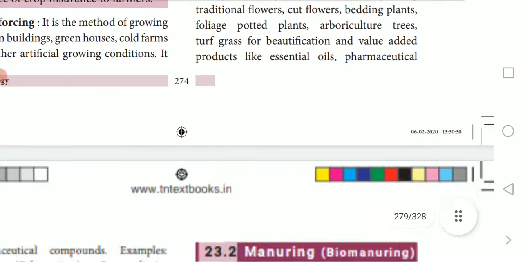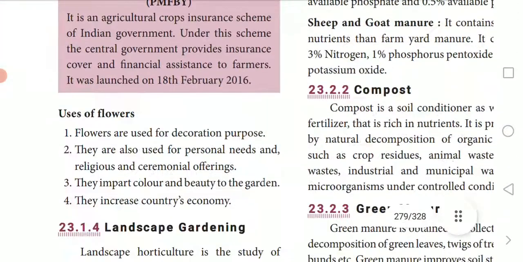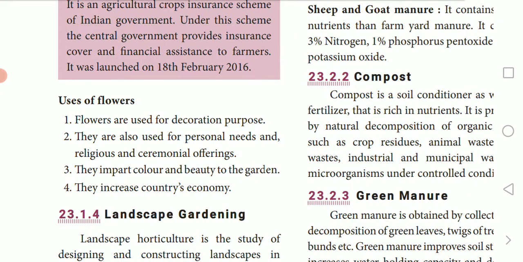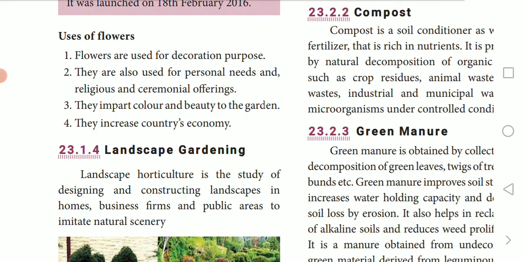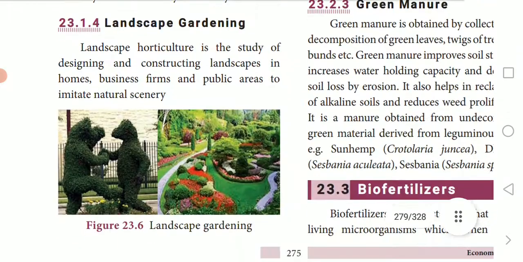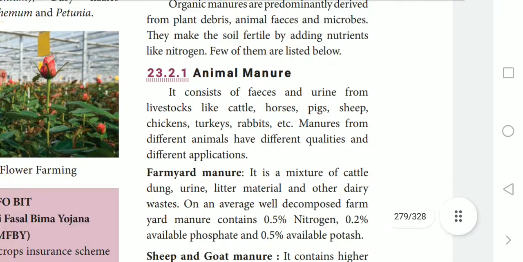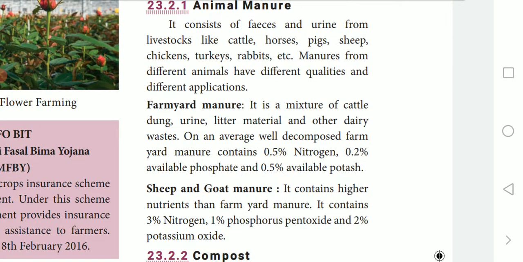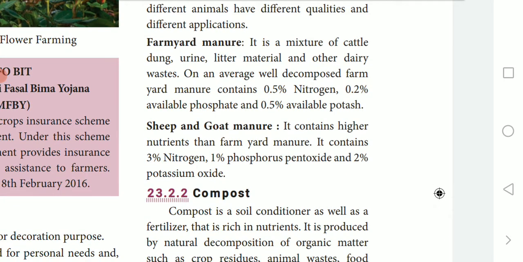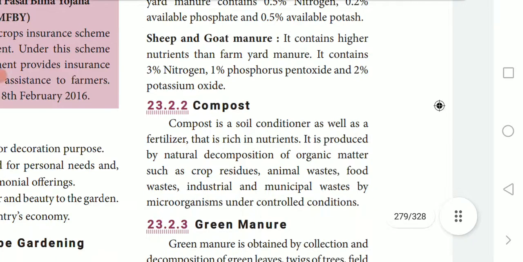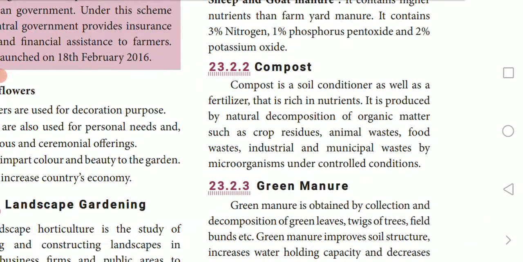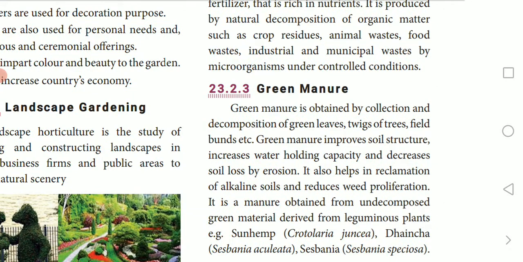Last video class, we have seen floriculture, and we have seen uses of flowers, and also landscape gardening, and also manuring. Then we have seen what is animal manure, what is farmyard manure, what is sheep and goat manure, and also what is compost, and also green manure.